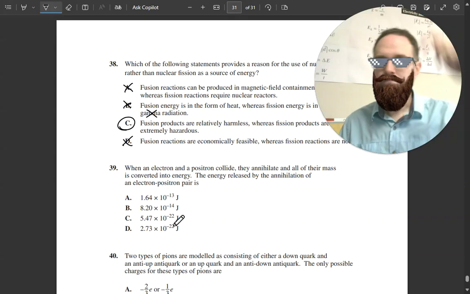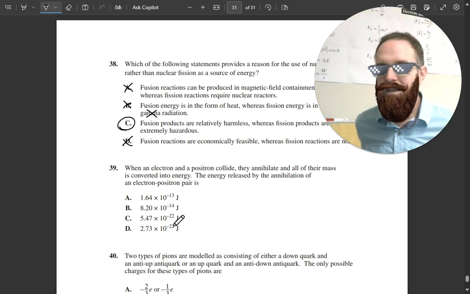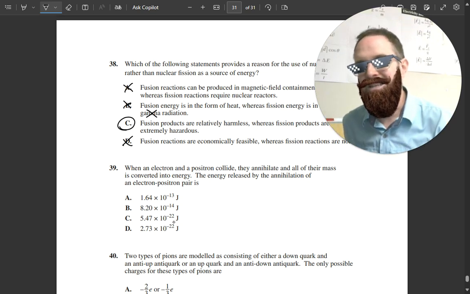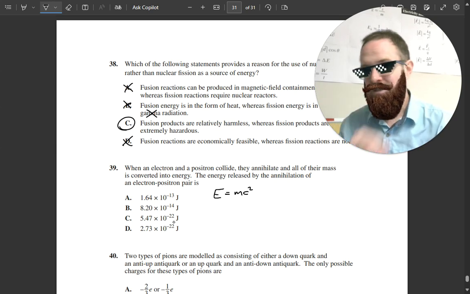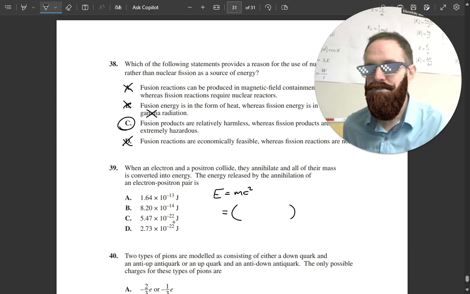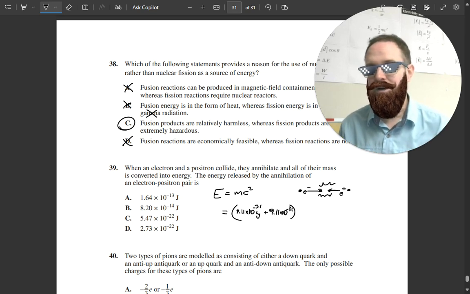When an electron and a positron collide, they annihilate, and all their mass is converted. What's the energy released? So the energy released is going to be this mc squared formula, but the mass here is the mass of the two particles, one positron and one electron, right? So this is 9.11 times 10 to the negative 31 kilograms, plus another 9.11 times 10 to the negative 31 kilograms. Because an electron and a positron, when they collide, they're going to release all this energy, but the masses are the same. Because one's just an antiparticle, it just means the opposite charge, but the same mass.